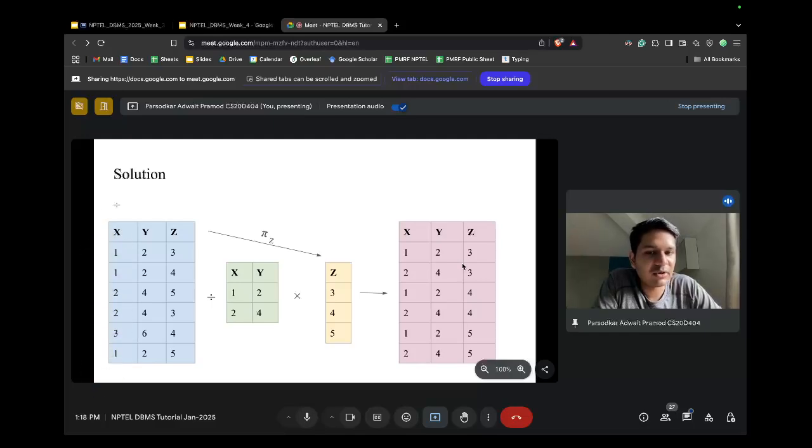So why do I call this a table of expectations? This is a table of expectations because if z equal to 3 has to be in the output, you need to have 1 2 3 and 2 4 3. If 4 is supposed to be in the output, you need to have 1 2 4 and 2 4 4 in the blue table. If 5 has to be a part of the output, you want 1 2 5 and 2 4 5 in the blue table, sorry. So this is a table of expectations. Is this clear? Is there anyone who wants me to repeat this?